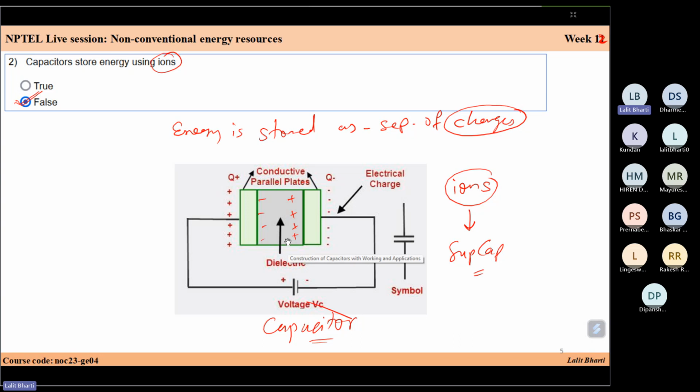But if you tune the dielectric media and put in some electrolyte which has ions, and the ions are moving here and there, then it will be a supercapacitor. We will see the difference between a capacitor and a supercapacitor. But as the introduction to the normal capacitor, this is the definition and the mechanism of a conventional capacitor.